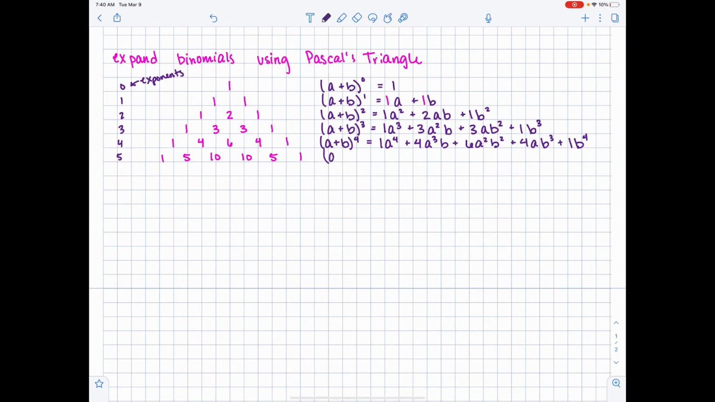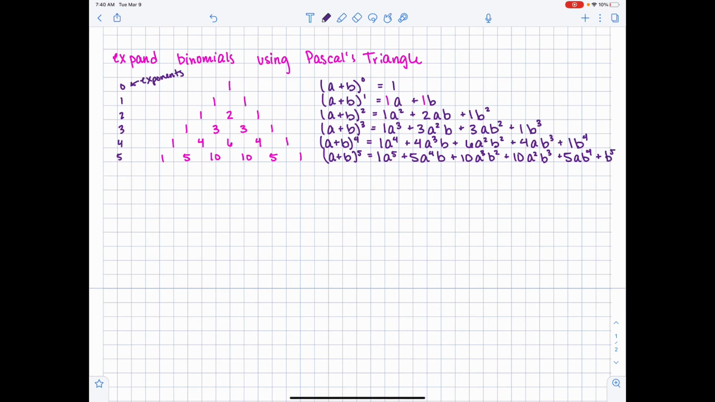All right, and our very last one, a plus b to the 5th. Let's hope I have enough room to write this on here. So we have 1a to the 5th plus 5a to the 4th b plus 10a cubed b squared plus 10 again a squared b cubed. I'm taking away 1 from a every single time, adding an exponent to b, plus 5ab to the 4th. I'm so close. Plus 1b to the 5th. Almost in there. Got it in.